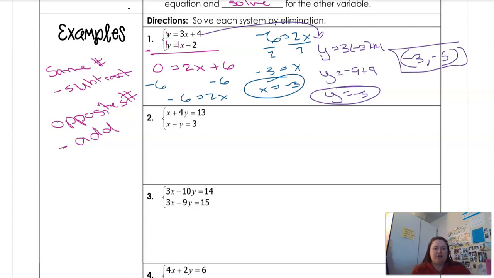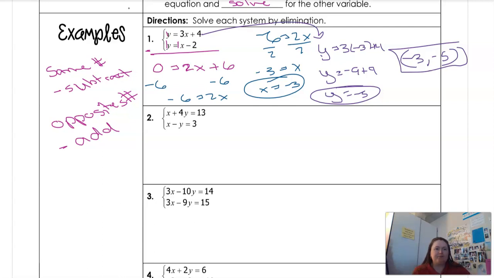All right, so really quickly, think in your head for question 2, am I going to add or subtract to make a variable go away? And which variable would I be canceling? So hopefully you said, in your head or out loud, that you would subtract to cancel the x's because we have 1 x for each x. Notice the y's have different numbers on them.